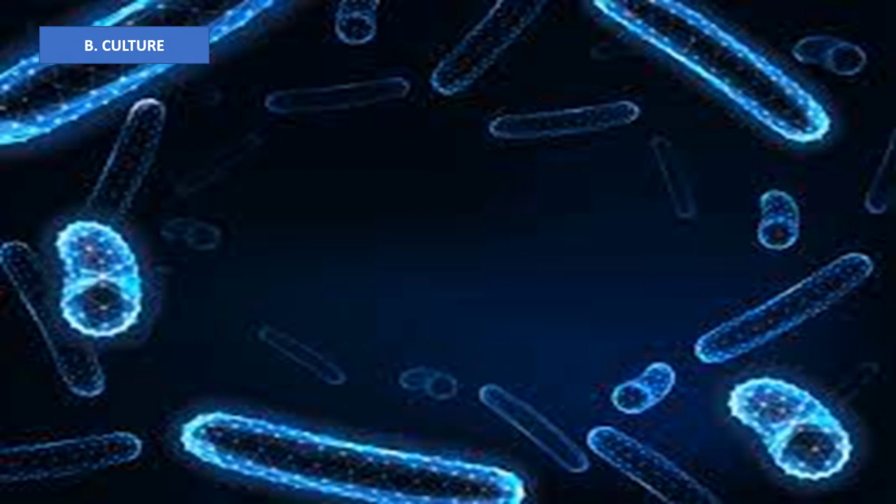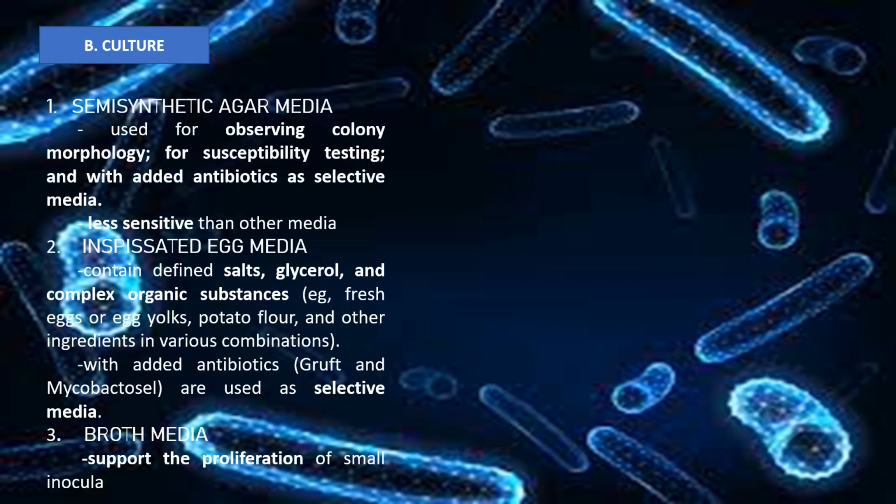Culture. The media for primary culture of Mycobacteria should include a selective medium and a non-selective medium. Selective media contain antibiotics to prevent the overgrowth of contaminating bacteria and fungi. There are three general formulations that can be used for the non-selective and selective media, and these are semisynthetic agar media, inspissated egg media, and broth media.